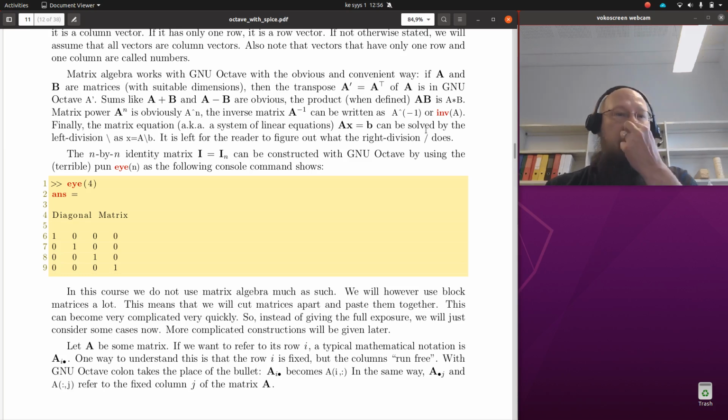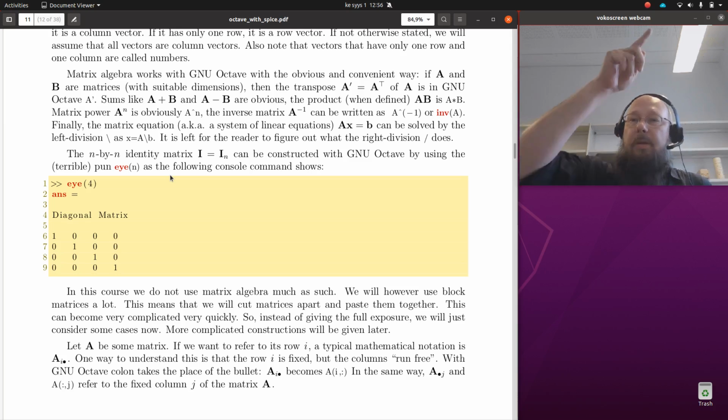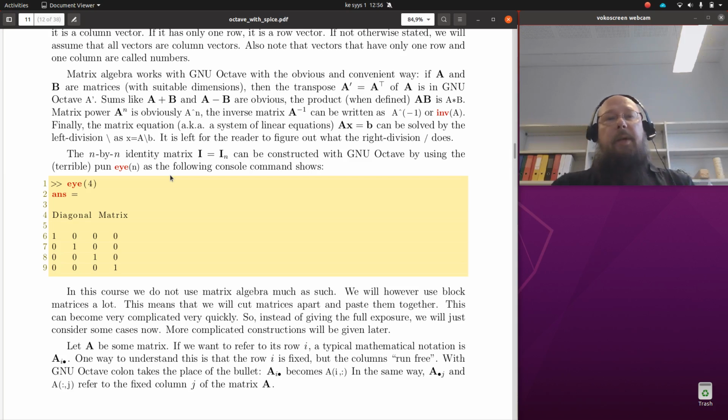Finally, among these basic operations for matrices, what we need is an identity matrix. If you remember from the linear algebra course, an identity matrix is a matrix that has ones on the diagonal and zeros otherwise. And how do you define an identity matrix in Octave? Also the same as in MATLAB.